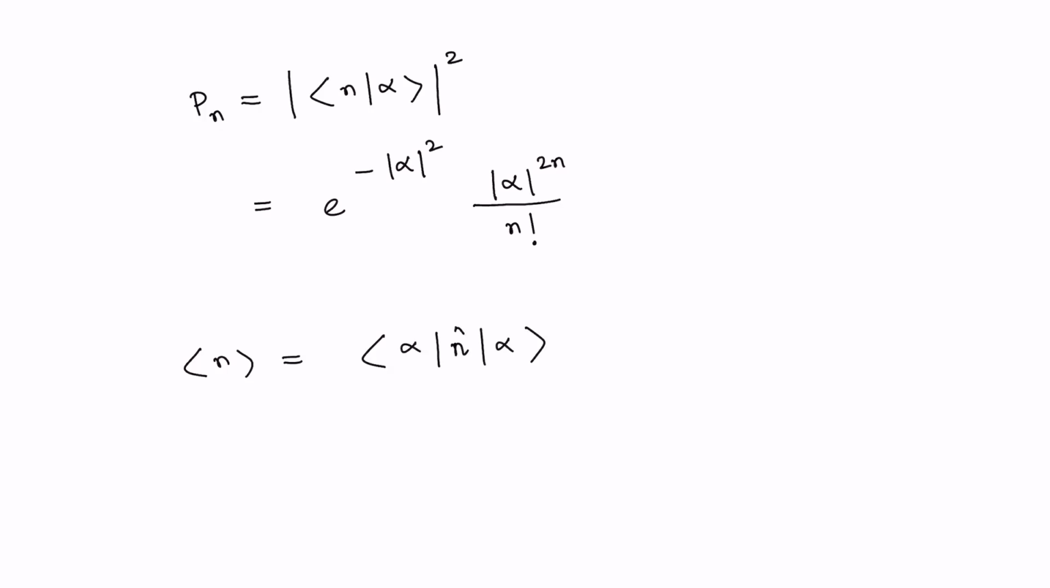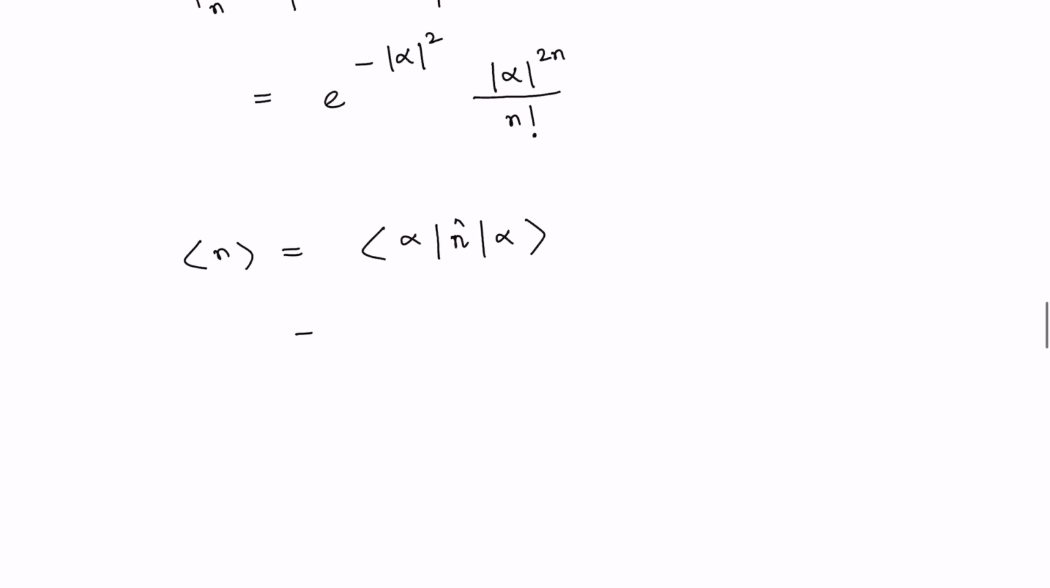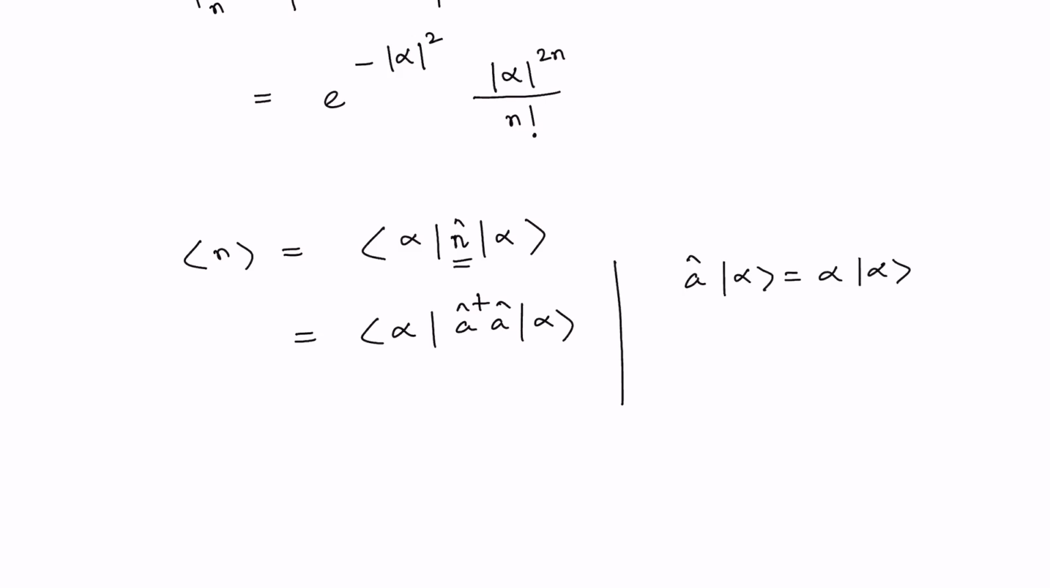So the mean photon number in the coherent state can also be very easily calculated, because you know that the number operator n cap is a dagger a, and you know that a operating on ket alpha gives alpha times ket alpha, where alpha is a complex number. Also you know that when the bra alpha is operated on by a dagger, you get alpha star times bra alpha.